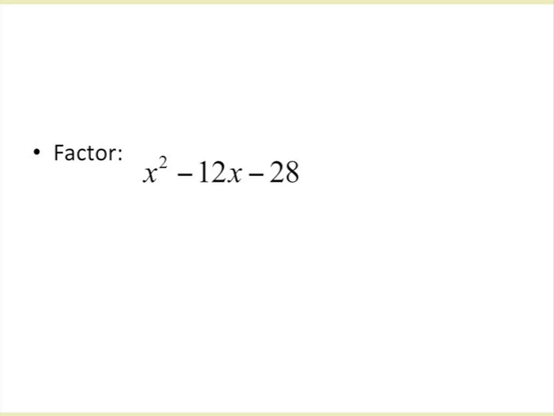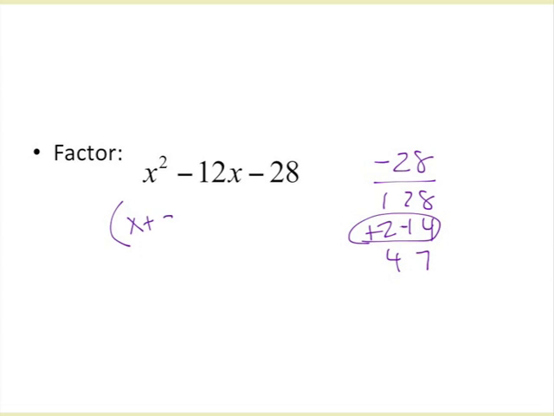So in this problem, we would want to look for what multiplies to make negative 28, that adds to make a negative 12. So what would that be? Positive 2 and negative 14 can make a negative 12 and a negative 28. So it would be x plus 2 and x minus 14.